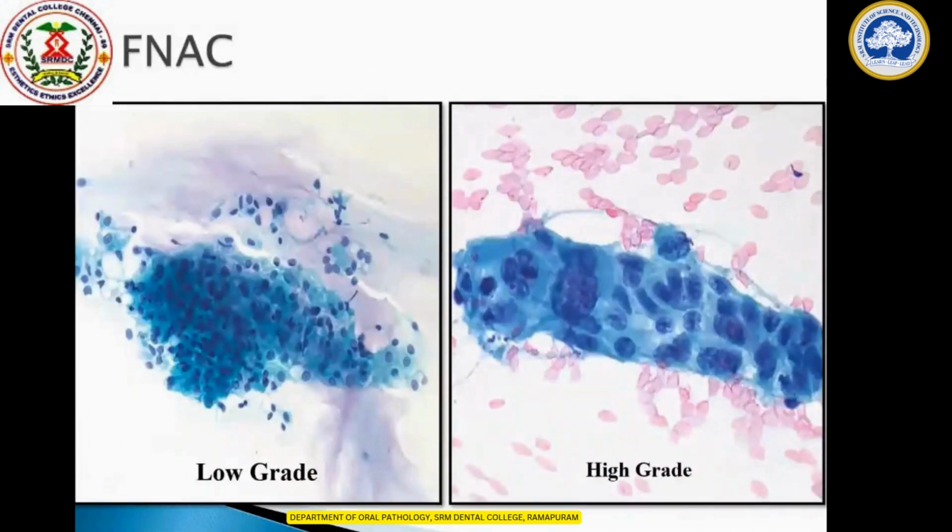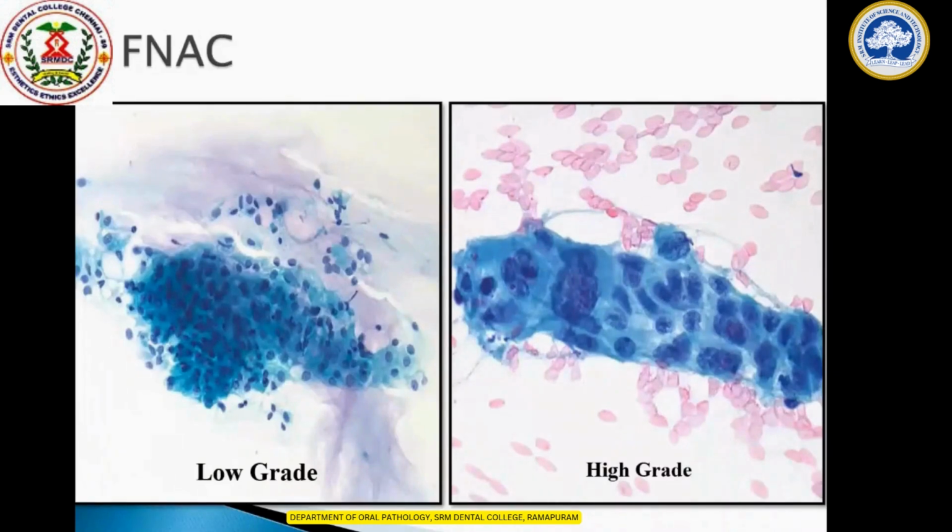Moving into FNAC, you know FNAC is fine needle aspiration cytology. So before you treat any tumor, whether it is a major or a minor salivary gland tumor, you're going to do a fine needle aspiration cytology. This is the picture you're going to see. You take a smear, put it on a slide, and stain it. The stain used here is called the MGG stain, May Grunwald Giemsa stain, which is used for all your salivary gland tumors.